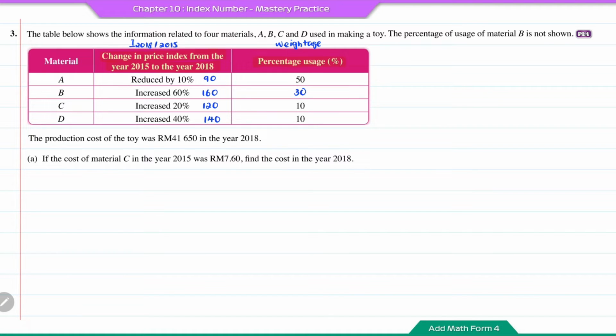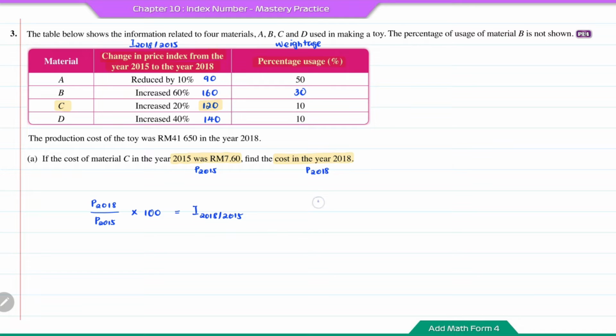Question A. If the cost of material C in the year 2015 was 7 ringgit 60 cents, find the cost in the year 2018. So for material C, we already know that the price index here is equal to 120. So when you take the cost in the year 2018, divide it by the cost in the year 2015 and multiply it by 100, that will give you the answer of 120.